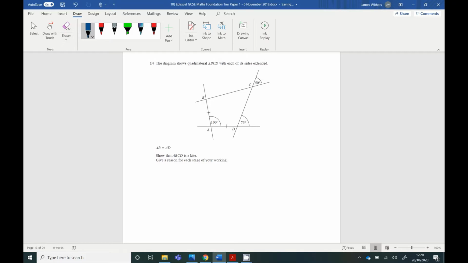So here we're going to have to go down the angles route. We're going to need to show that that angle there is the same as that angle there. If we can show that those two angles are the same, then we can conclude that the shape is a kite. So let's start off with this angle ADC, this angle here. Well, angles on a straight line add up to 180 degrees, so that must be 105. So we can say, because we've got to give reasons for each stage of your working, angle ADC equals 105 degrees, and the reason being angles on a straight line total 180 degrees.